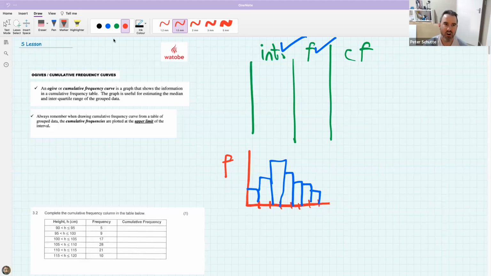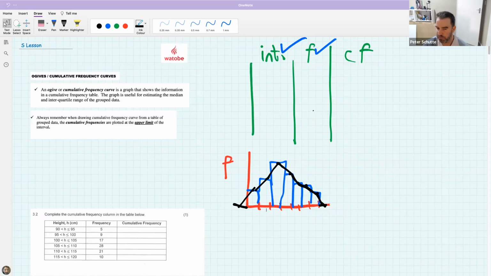Yes, the midpoints are key. So we need the midpoint of each interval. And then what else do we need? We need a little extra interval on each side to ground them. And then we need straight lines to join these midpoints. And so this is called a frequency polygon. So those are two of the graphs you need to be familiar with for grouped data tables.